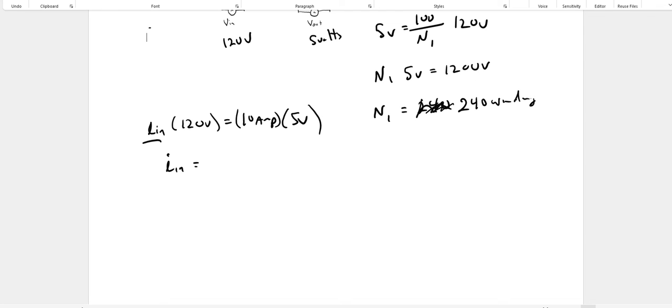And I'm just going to write it like this. The volts will cancel. We're going to have 50 over 120, which comes out in amps. I'm just going to leave it like that as I don't have a calculator with me.